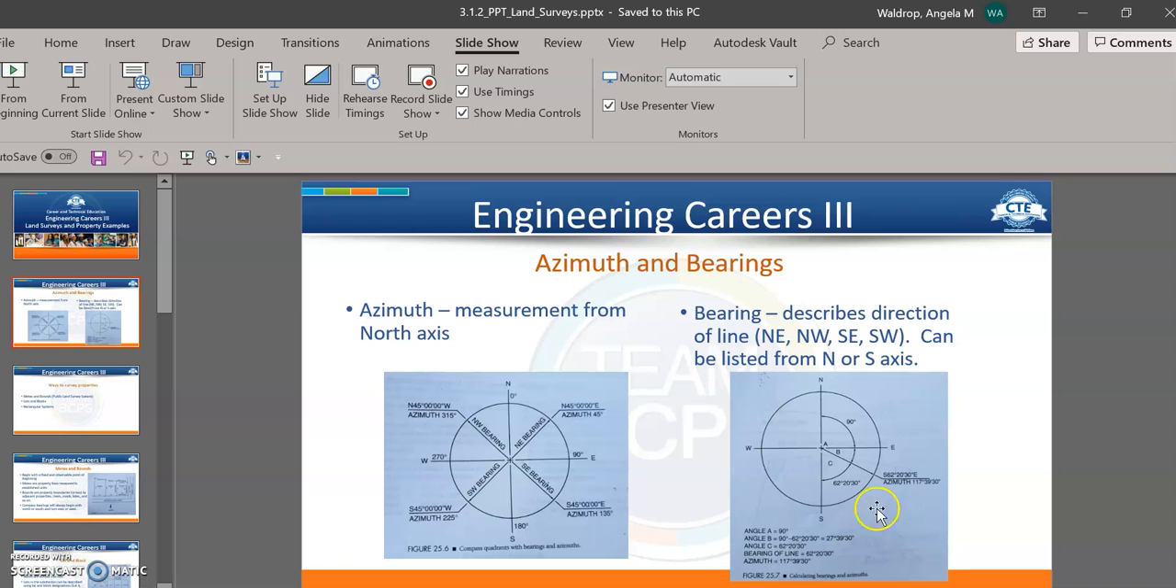So if you look at the example here, this line starts at the south axis and turns 62 degrees east. So that we have south 62 degrees east. Okay?